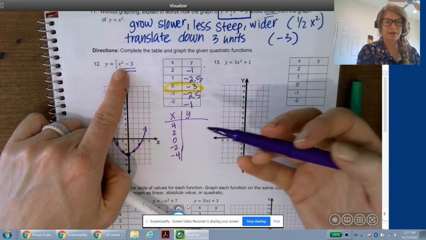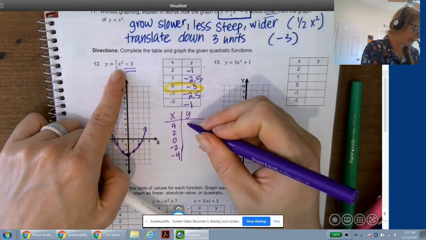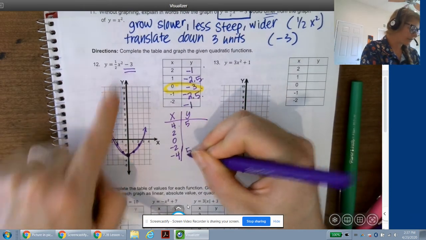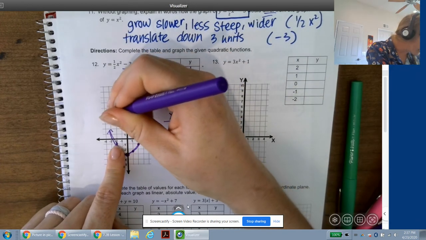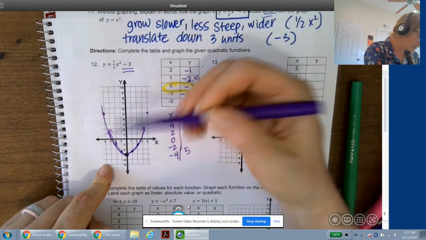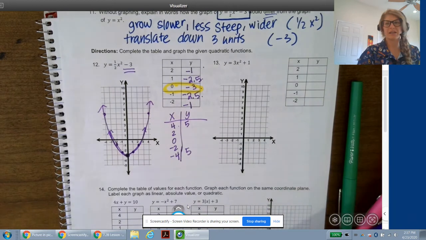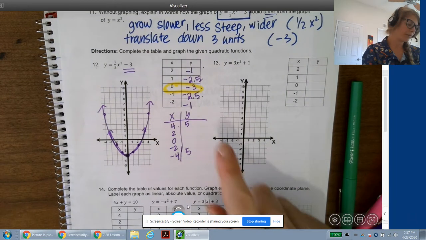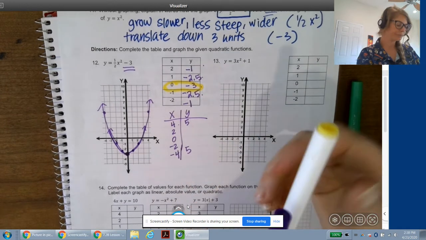So if I take a look here and I use these numbers, the only different ones are -4 and 4. So 4 squared is 16, half 16 is 8, and 8 minus 3 is 5. So I'm going to have 5 and 5 here, which is actually going to give me a really good picture of how this graph is growing a little bit better. So if you ever need to add a couple more data points, or if you want to pick some different inputs to give yourself a better picture, go ahead and do that.